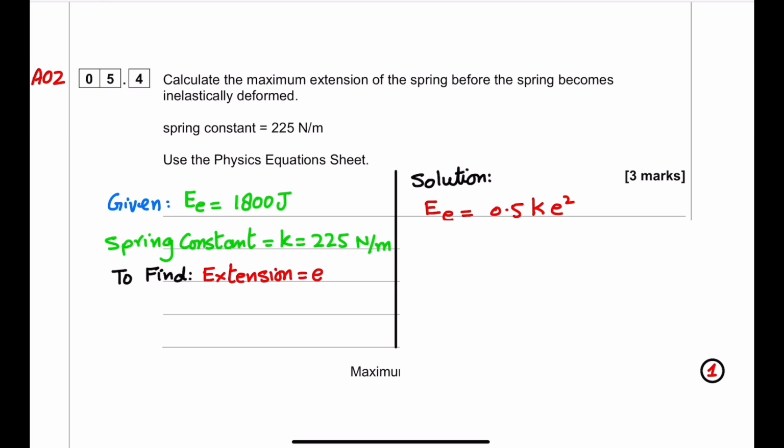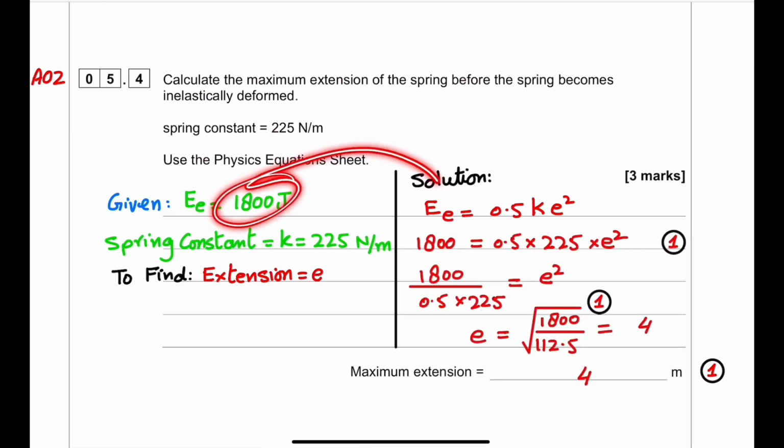The formula for elastic energy is EE is equal to half ke square. We need to put the values of the energy and the value of k to find the value of e. Let's see the model answer.